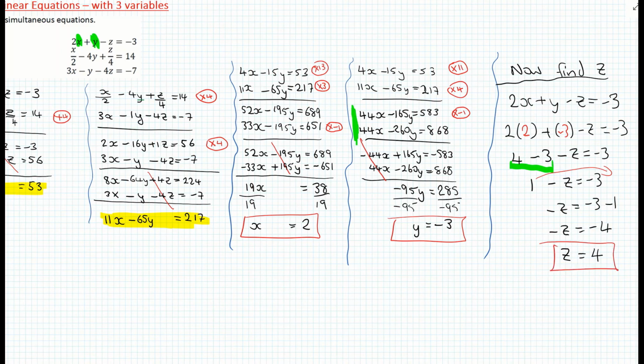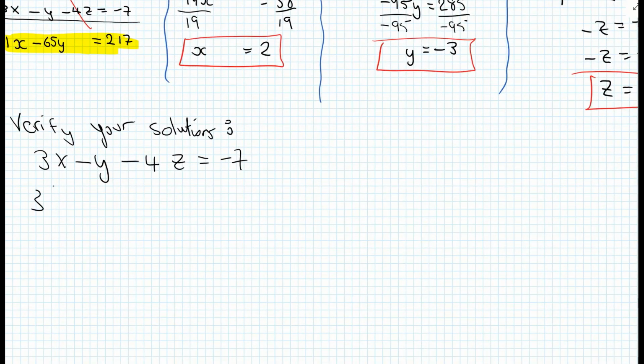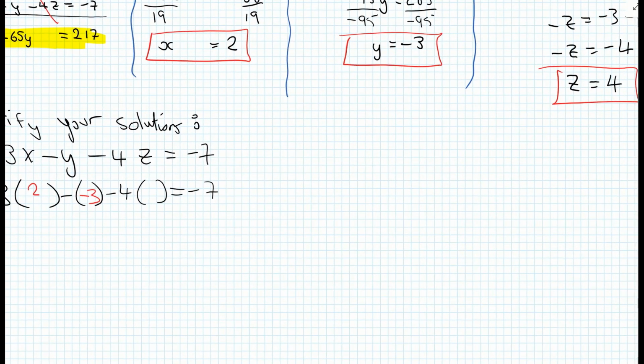Now, if the question asked you to verify your solutions, it's basically asking you to sub them into your three equations. I'm just going to do it for one of my lines. I'm going to take the 3x minus y minus 4z is equal to -7. I'm just going to verify it on one of them just to save us a wee bit of time here. So if I just scroll up here, I have 3 times my x minus my y minus 4 times my z equals -7. I'm subbing in 2 for x, minus 3 for y, and I'm subbing in 4 for z.